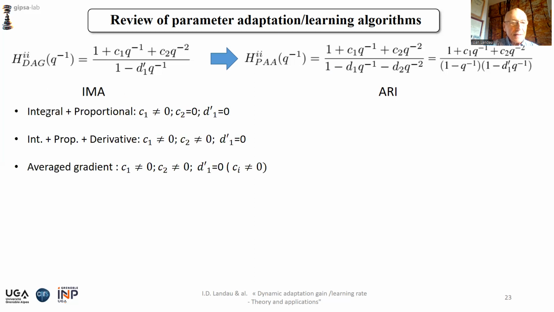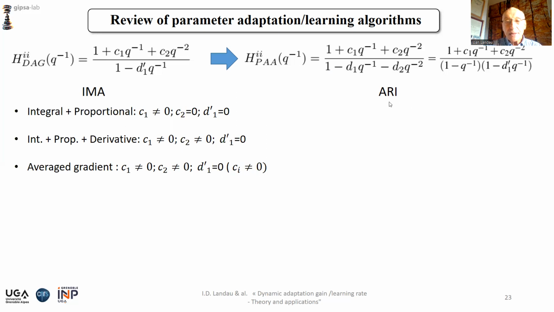So in the first category, we have the integral plus proportional algorithm, characterized by the fact that C1 is different from 0, but C2 is 0 and D1 prime is 0. We have the integral plus proportional plus derivative algorithm, where both C1 and C2 are different from 0, but D1 prime is 0. And we have what is called the average gradient, which is similar to the integral plus proportional plus derivative, except that we can eventually have more parameters than 2.